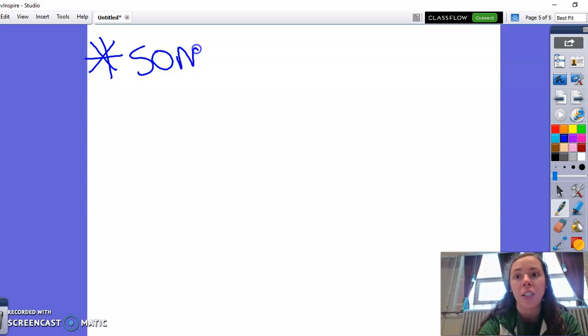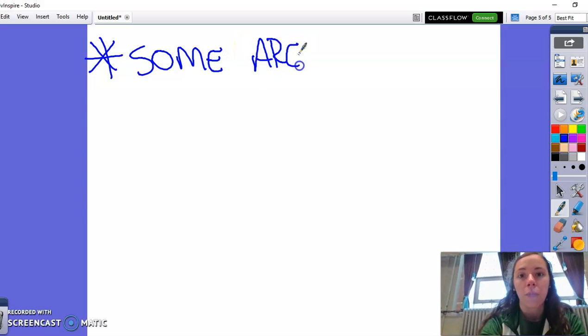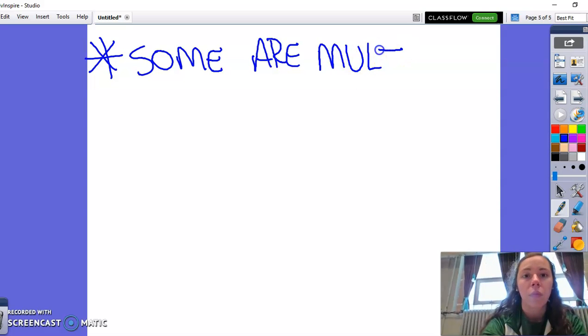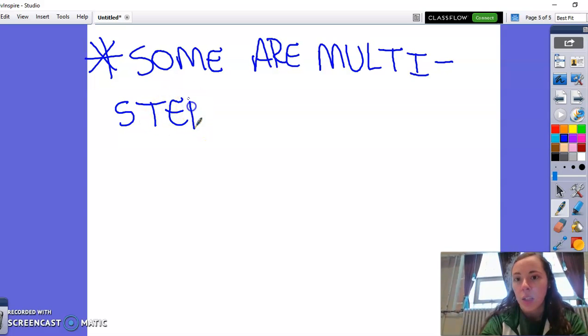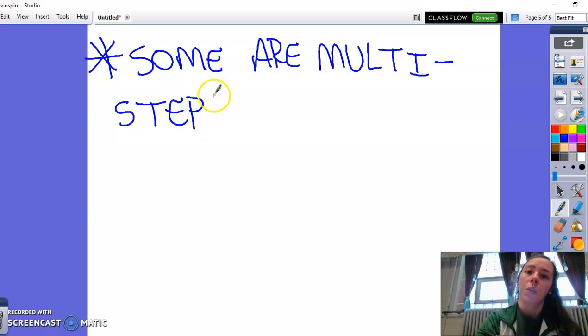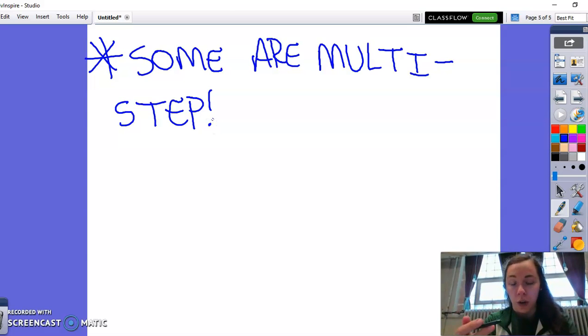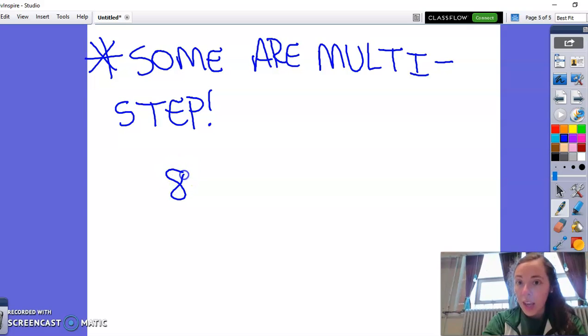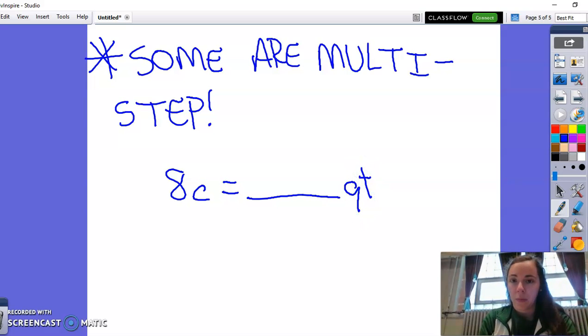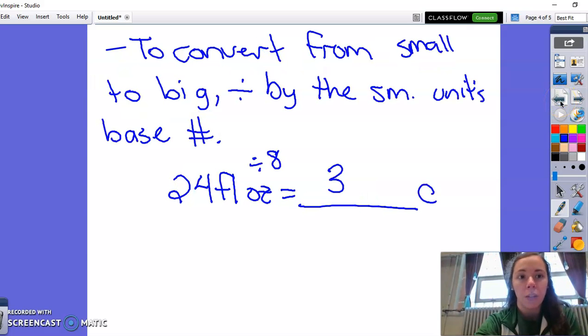So this is a big idea to remember. Some are multi-step, which means you'll need more than one conversion. So let's do an example of that. Let's look at 8 cups and how many quarts that is. Okay, let's go back a couple of pages here to our conversion tables.